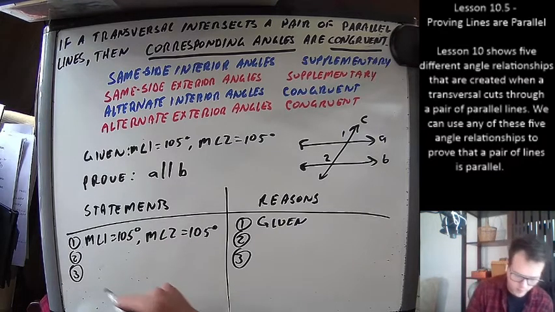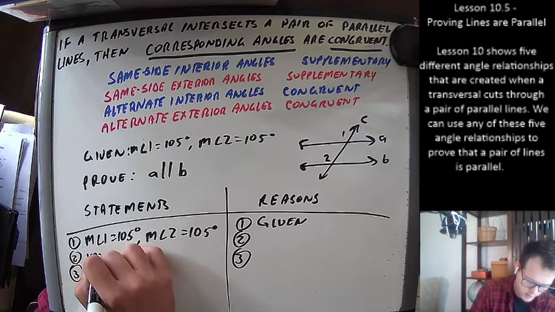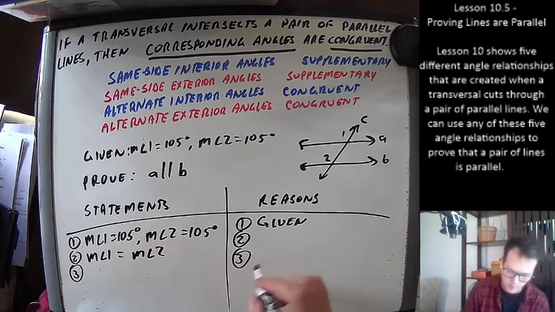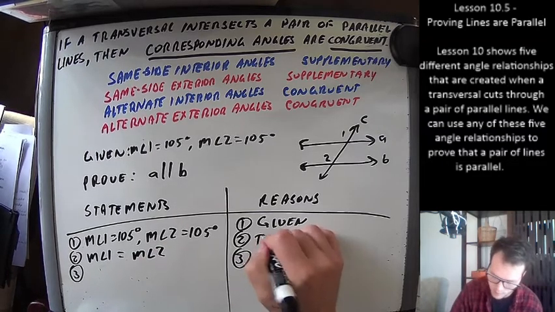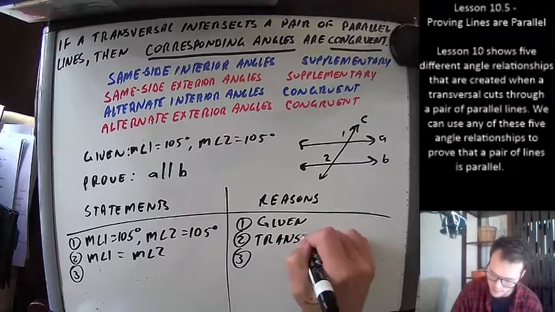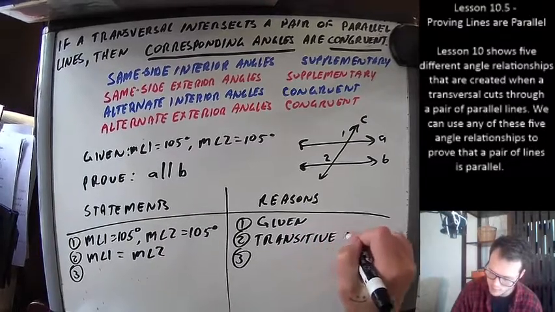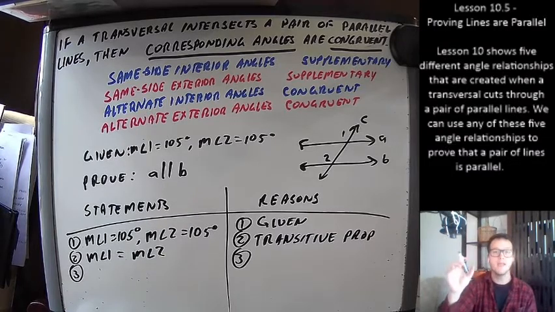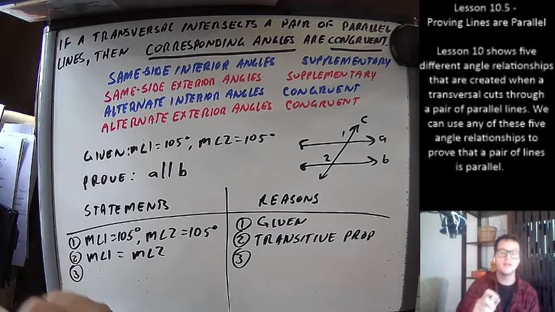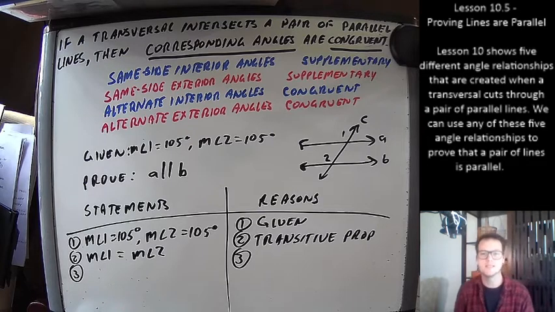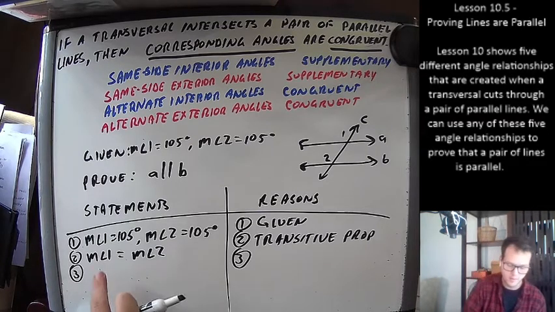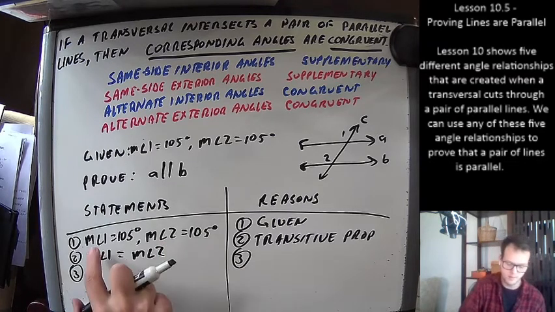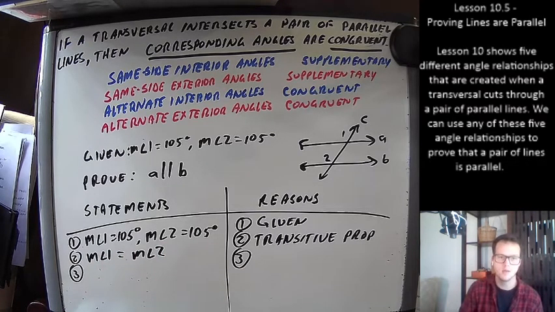Okay, so our next step, what I would say is that the measure of angle 1 equals the measure of angle 2, and we know that because of the transitive property. Remember the transitive property, let me write this down. Transitive property says if A equals B and B equals C, then A must also equal C. So that's what's going on here. We have angle 1 is 105, and 105 is the same as angle 2. Well, then angle 1 must have the same angle measure as angle 2.